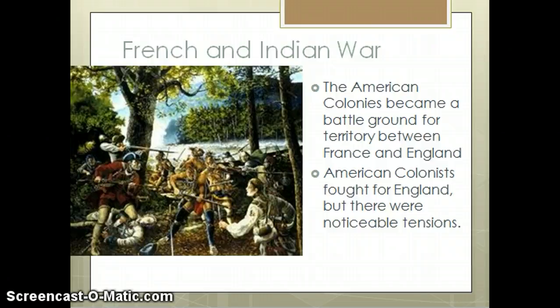France wanted to expand its influence from Canada into the Appalachians, and England saw this as a threat to their colonies. So the American colonists fought for England because they considered themselves English colonists, but during the conflict many of them began to see cultural and social differences between themselves and the British soldiers who came from England to fight.